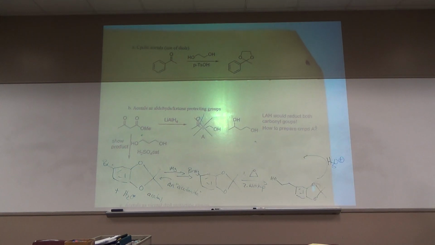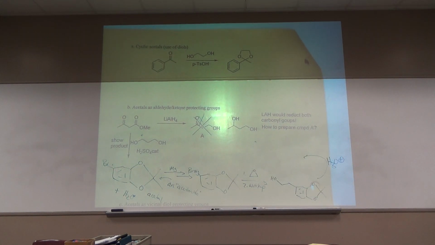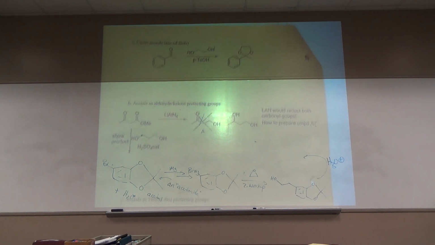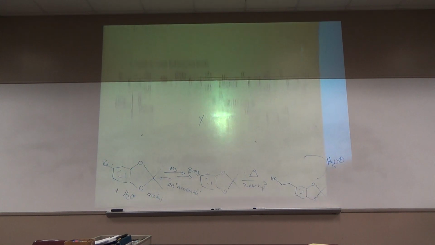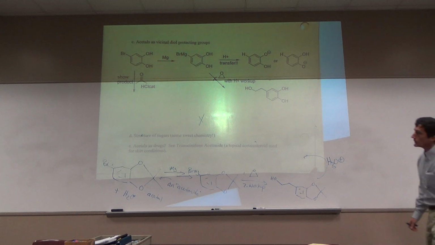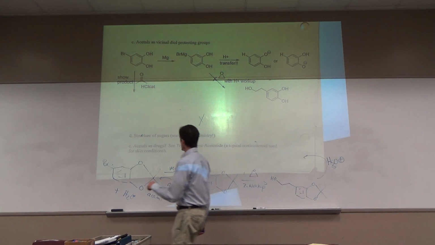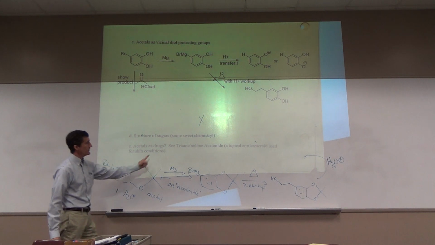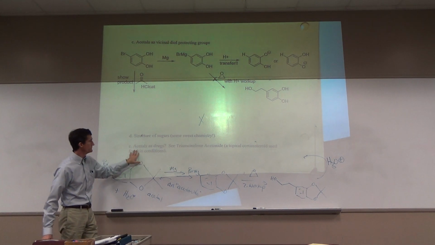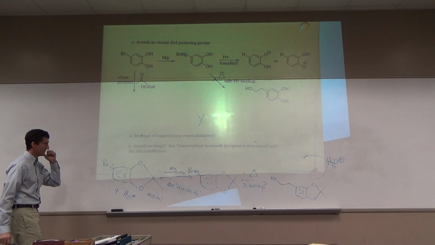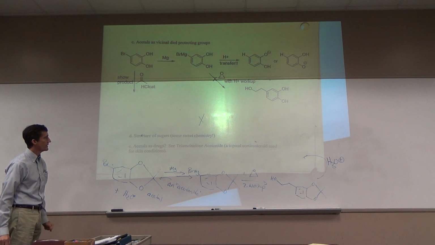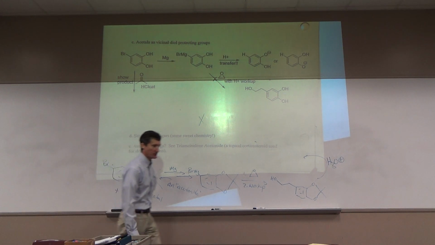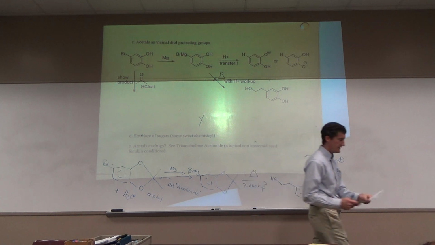So acetals can be used as protecting groups, both for carbonyls but also for diols. Questions about the chemistry? What's down here? Structure of sugars. Well, I showed you the acetonide. Sugars. White handout.